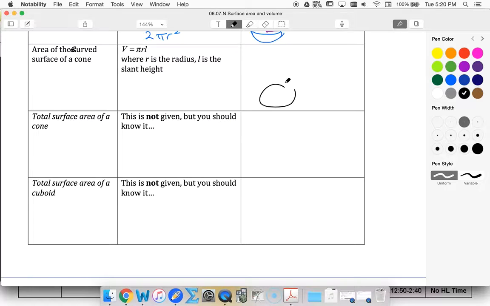Let's try again. Circle, and then from the center, we're only looking at right cones. So that's always going to be the point directly above the center there. My radius is the radius of the circle. So here's R. And then L is the slant height. This is the slant height here.